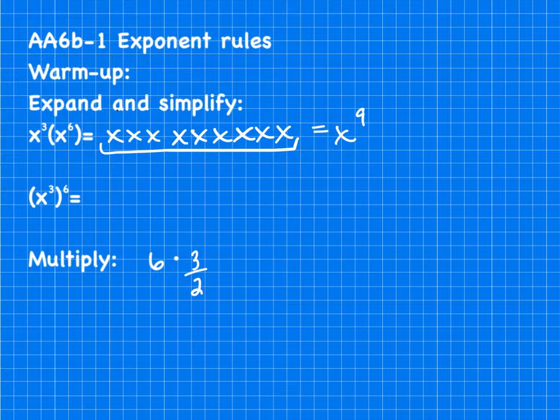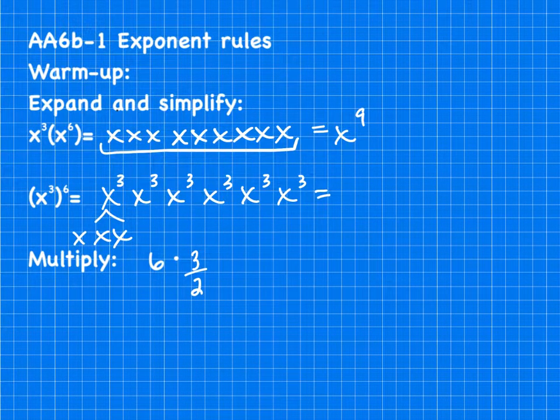Now, when I have x to the third, to the 6th power, that's going to indicate that I am taking x to the third and multiplying it by itself 6 times. So x to the third, x to the third, x to the third, x to the third, x to the third, and x to the third. If I were to make each of these x times x times x, which I'm not going to, I would have a total of 3, 6, 9, 12, 15, 18 total times that I'm multiplying x by itself, so x to the 18th.